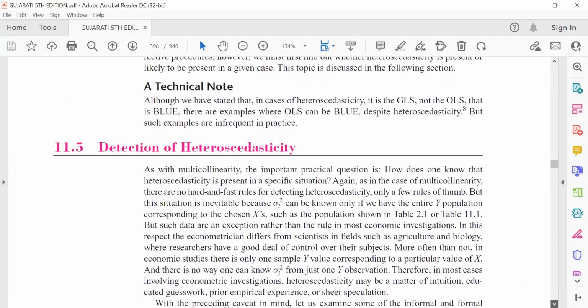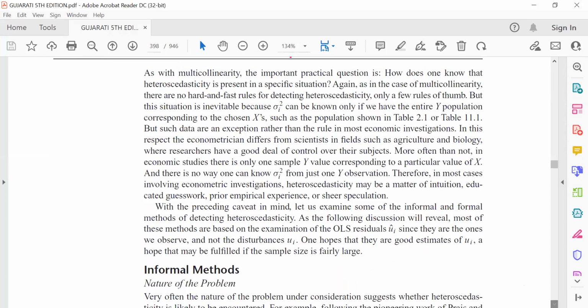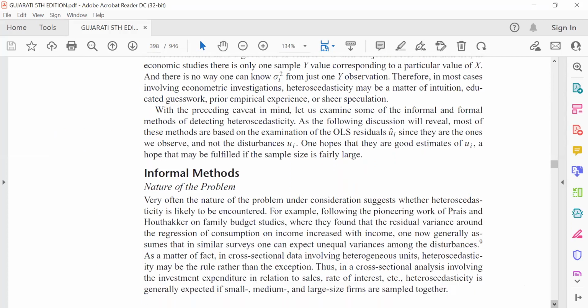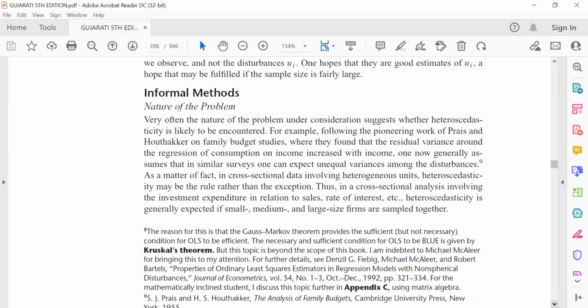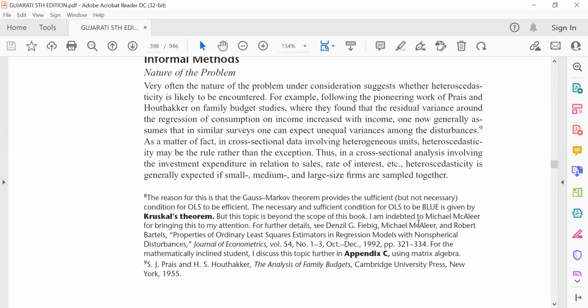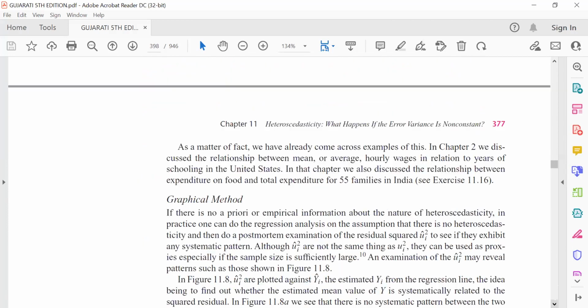How to detect heteroskedasticity? We have some methods to detect heteroskedasticity. We know that heteroskedasticity is related to the distribution of the variance. If the variance is distributed the same from the beginning of the sample until the last sample, there is no heteroskedasticity, or our model is homoskedastic.